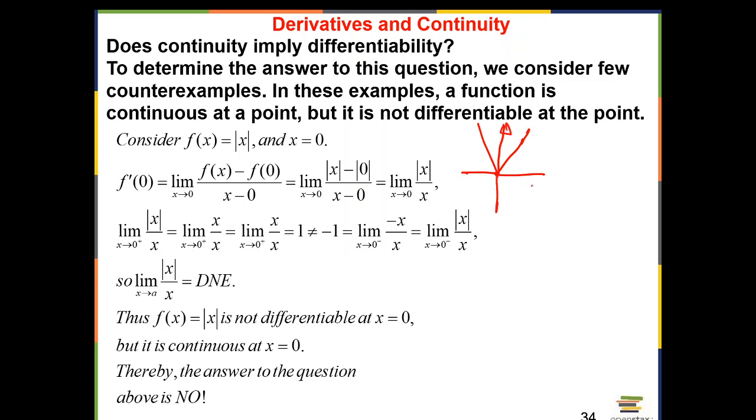Right? It's a V kind of shape, remember? So it is continuous at 0, obviously. But it turns out that it's not differentiable at 0. Why? Because the limit doesn't exist.